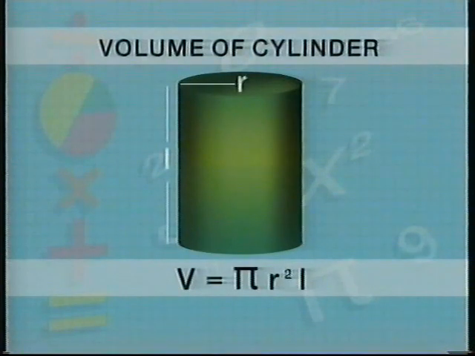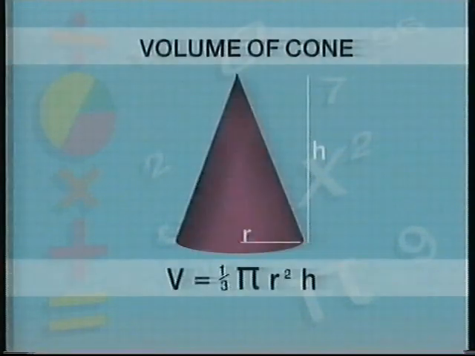Now, the formula for the volume of a cylinder is V equals pi r squared L. The volume of one of these things, a cone, can be found by using the same formula as any pyramid. The volume of any pyramid equals a third multiplied by the area of the base times the height. So the volume of a cone equals a third pi r squared h.